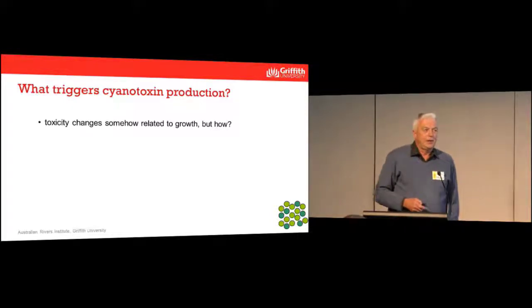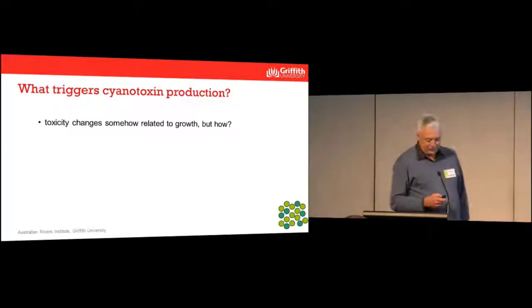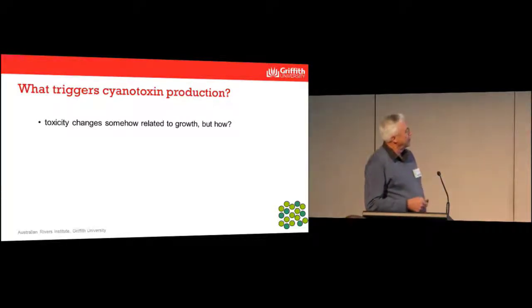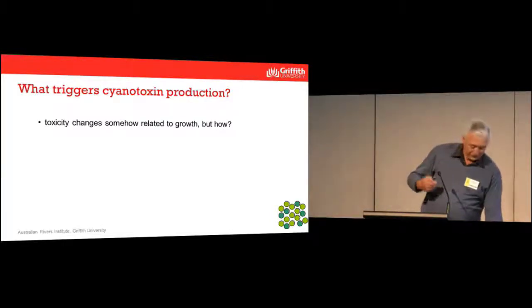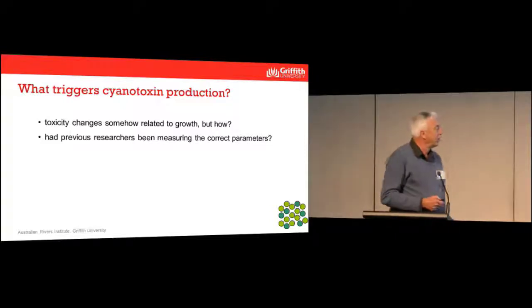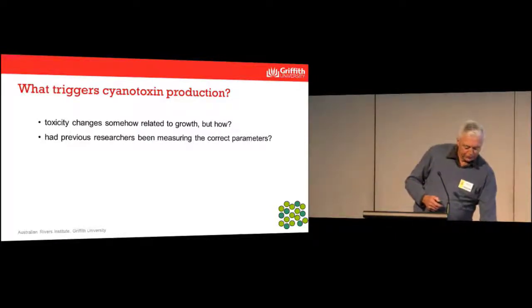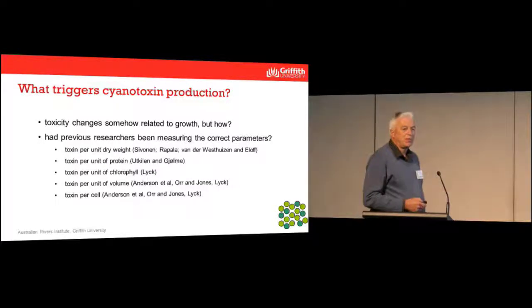Then at the International Toxic Cyanobacteria Conference in North Carolina in the mid-90s, I think, correct me if I'm wrong, Ian Falconer, there was some suggestion that toxicity might be related to growth, but nobody knew how. That was the sort of discussion going around at the time. And more importantly, had researchers been measuring the correct parameters? That was pretty crucial.